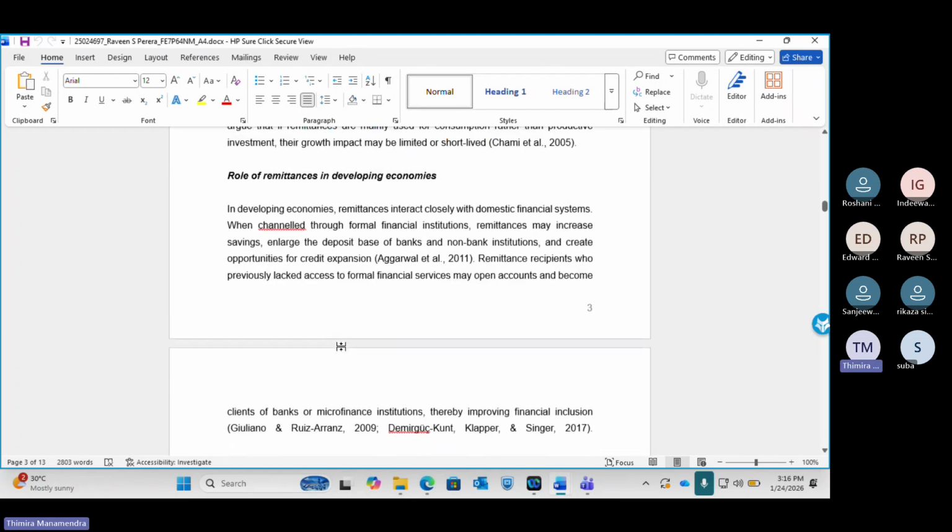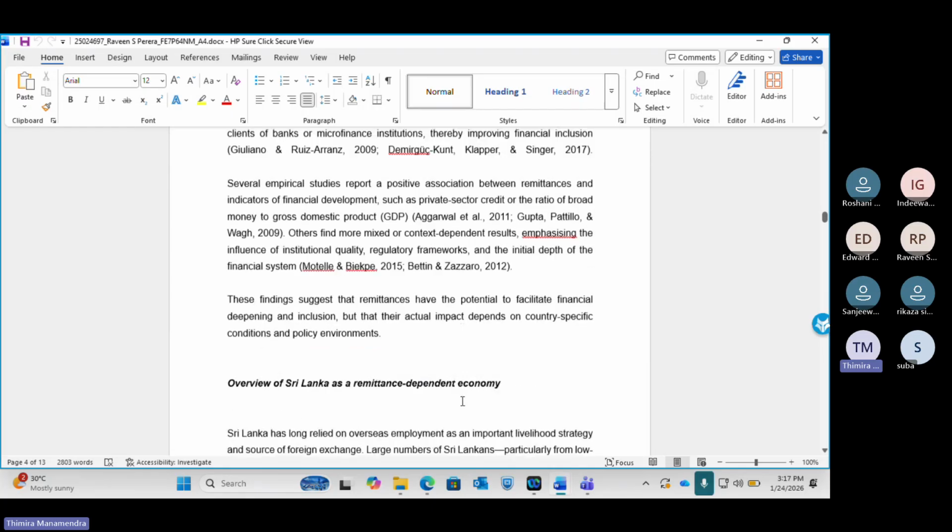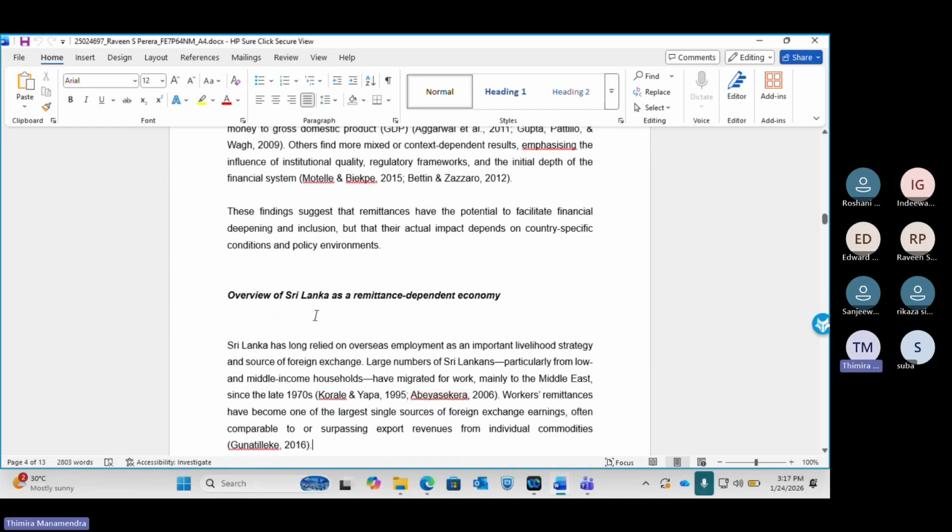Then he's narrowing down to developing countries, with Sri Lanka also included, right? So here he's giving some more references from the developing countries. Then he further narrowed this down to the Sri Lankan perspective. This is exactly what I asked from you guys also. This is a very comprehensive one.